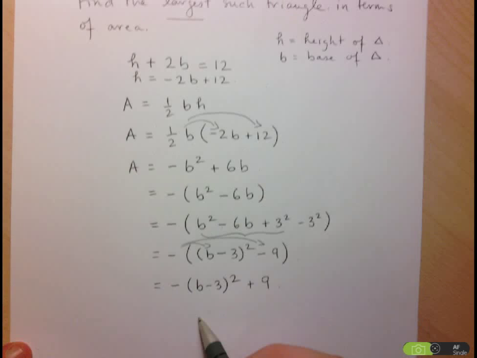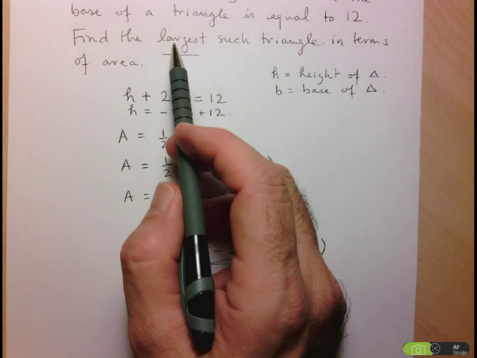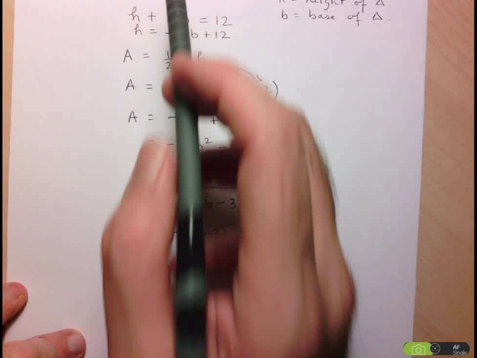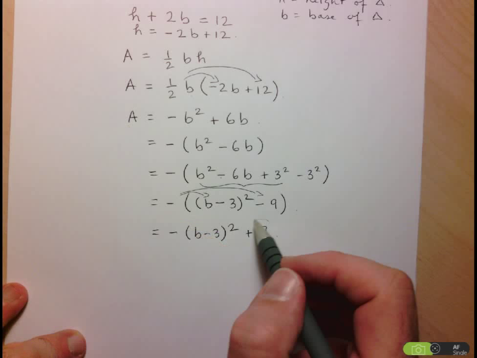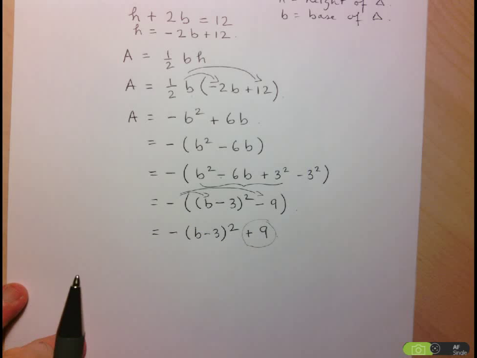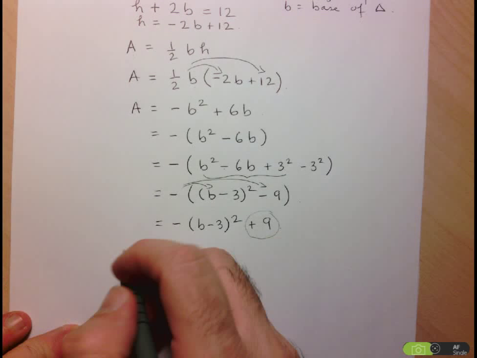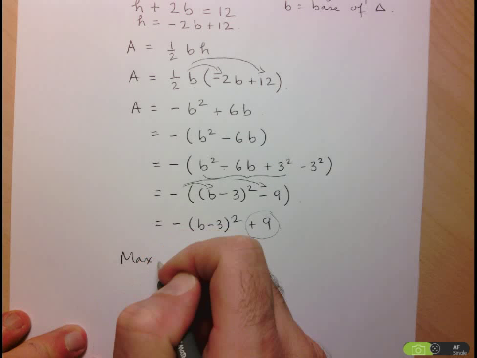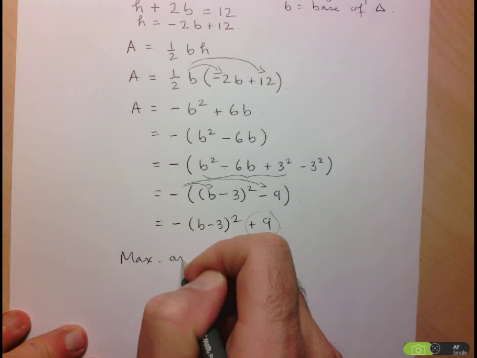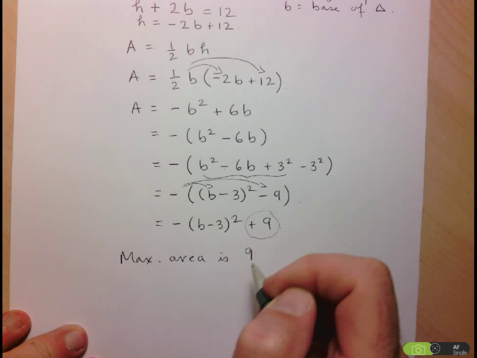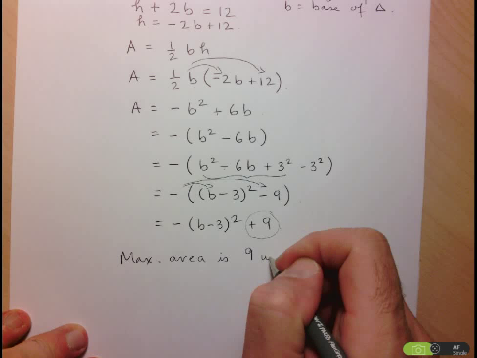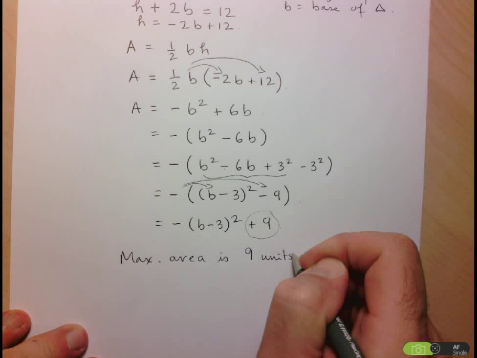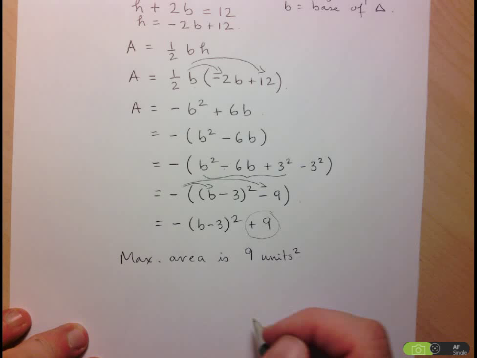So I go back to my question, and what do they want? The largest area. So the area here is like my y value, and so that maximum value is found right there, our k value of 9. So the maximum area is 9. Here they didn't give us any units, so we can say units squared. Had they given me centimeters, I would have used centimeters squared. If it was meters, I would have used meters squared.